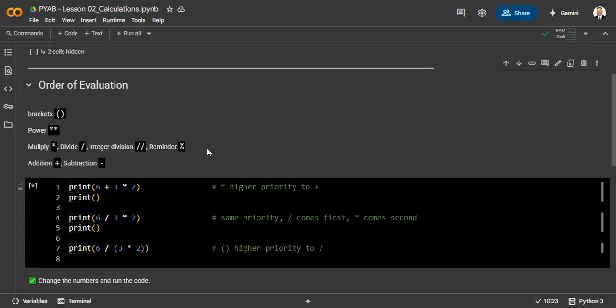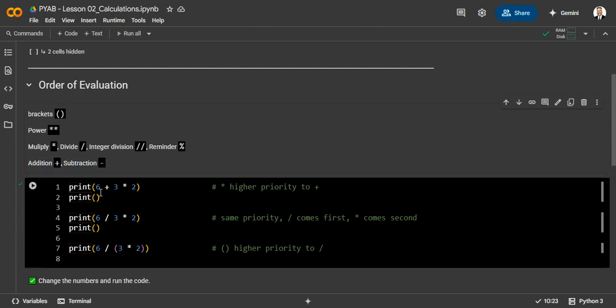So when you have multiple operators in an equation, what is the order of priority? This is the order of priority. Brackets first, power second priority, multiply, divide, integer division, remainder, all of them third priority, meaning whichever comes first from the left will be evaluated first. They are all the same priority. Addition, subtraction, fourth priority. So priority 1, priority 2, priority 3, priority 4.